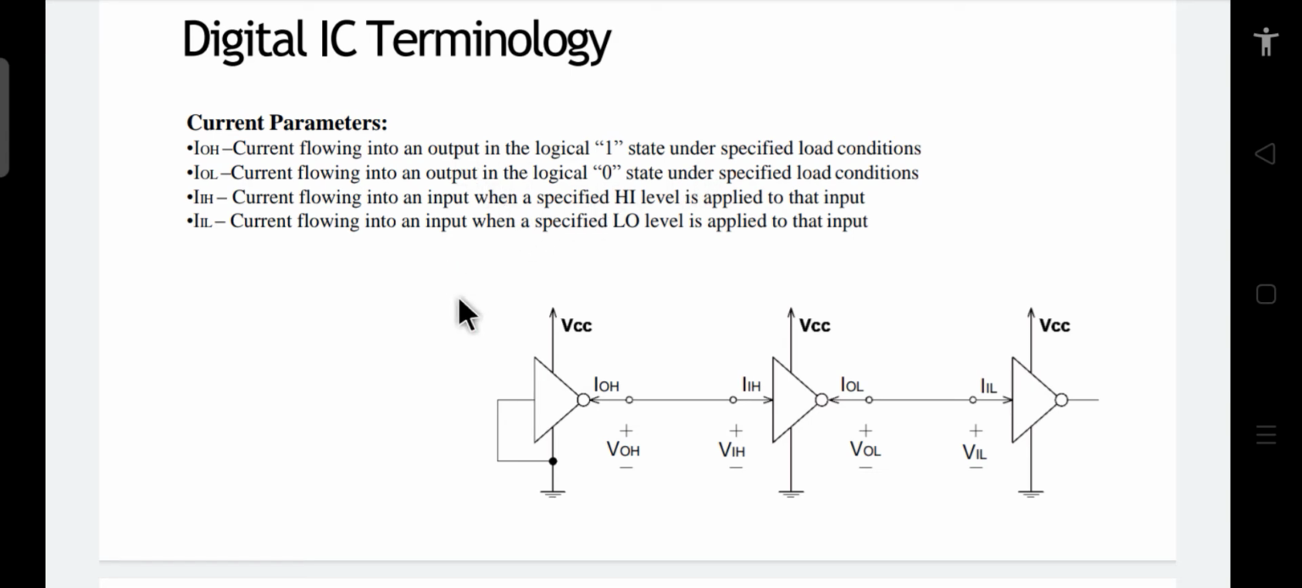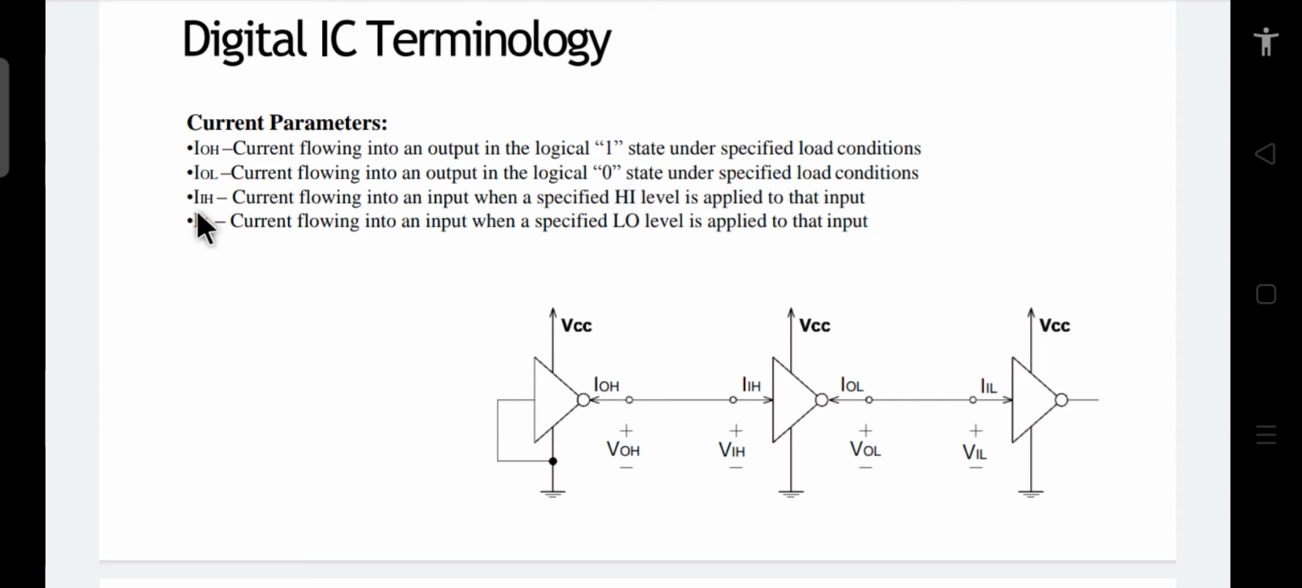Okay, so current flowing into an output, in the logical 1 state under specified load conditions. So if some current is flowing into the load when the output of this transistor is in the logical 1 state under certain specified load conditions, then it is called IOH. Whereas IOL is the current flowing into an output when the logic is 0.